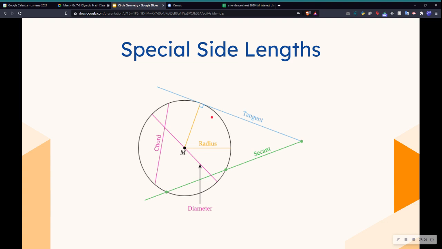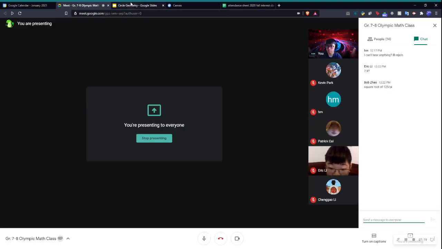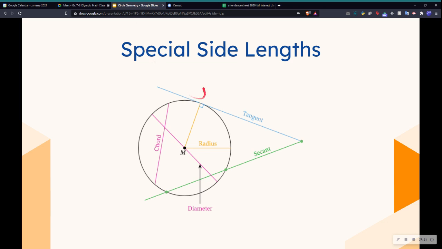All right. Any questions about these side lengths? These are important. No questions?